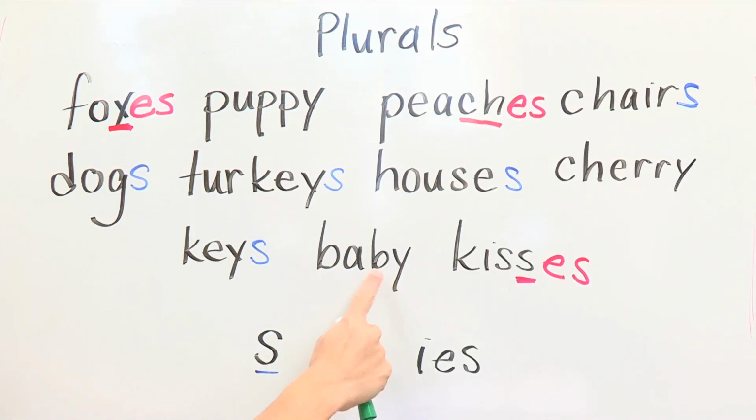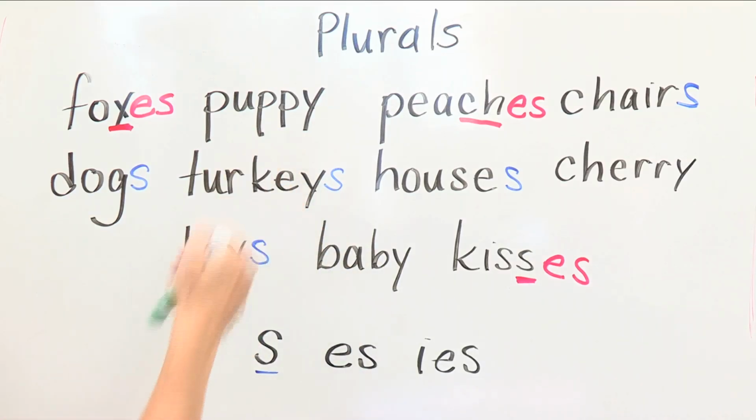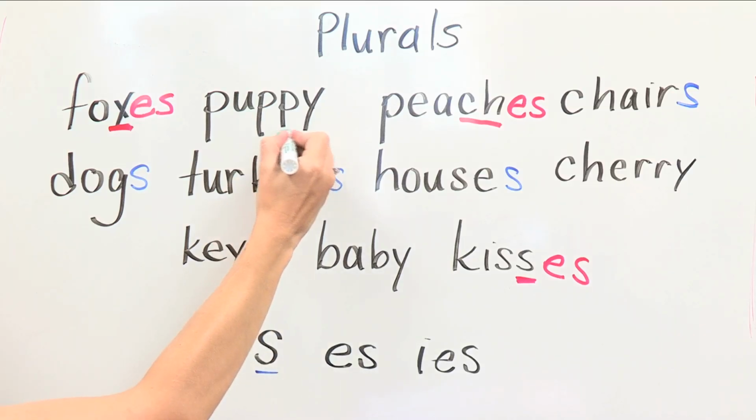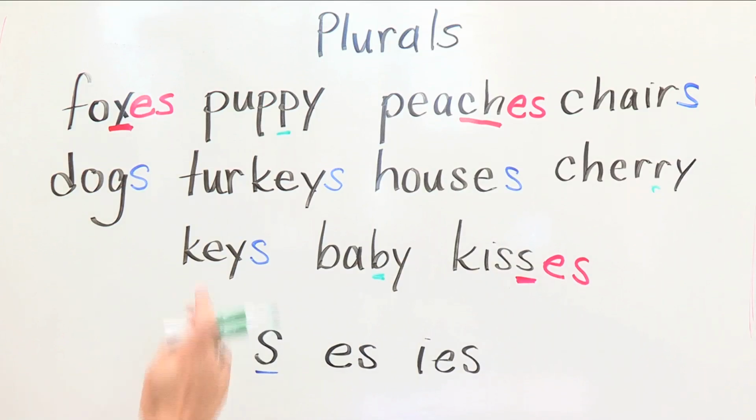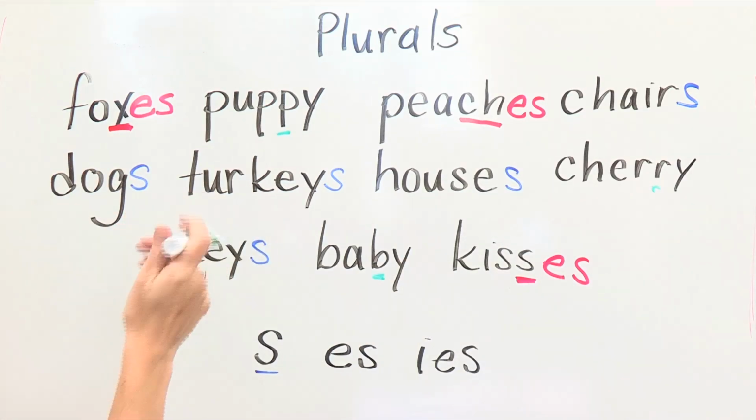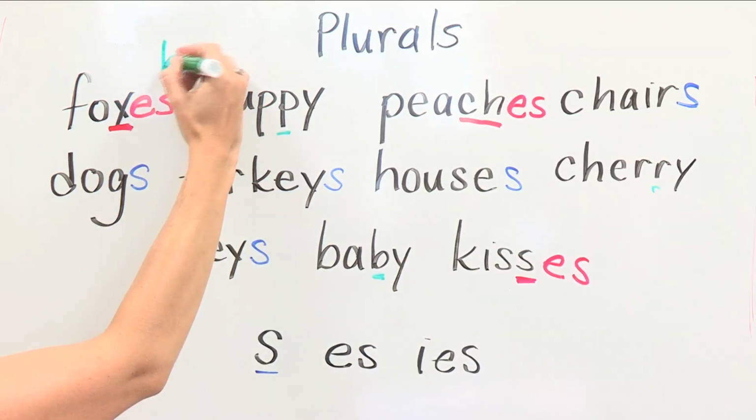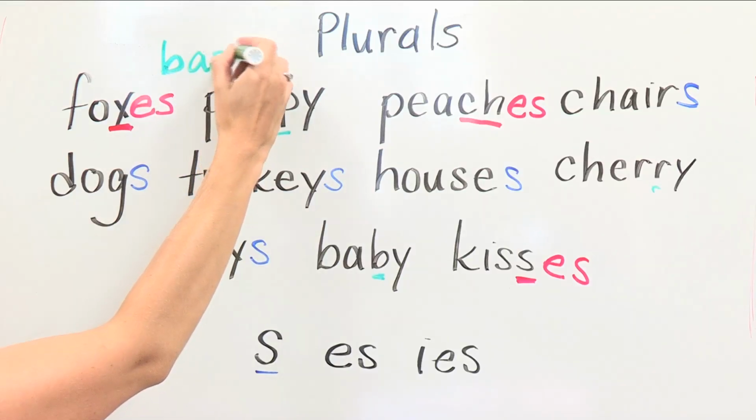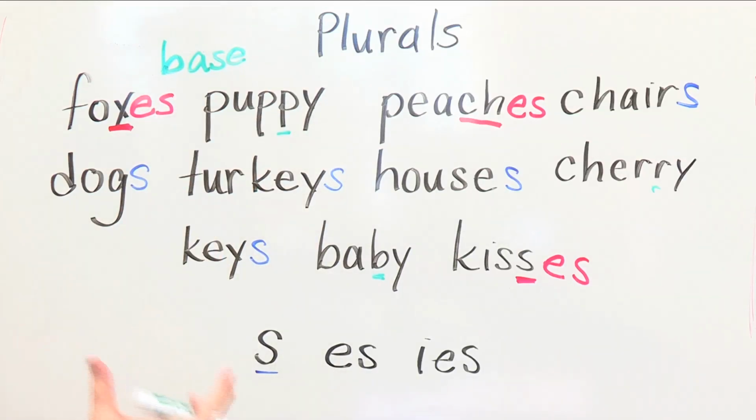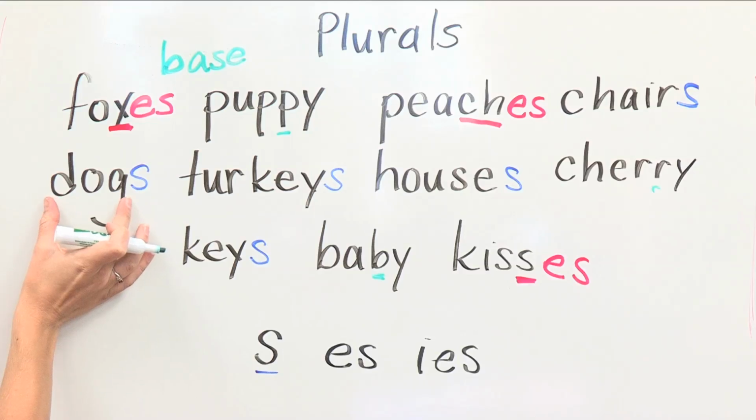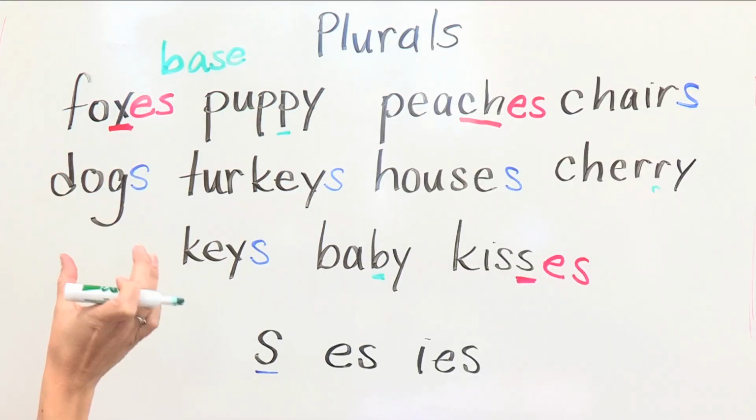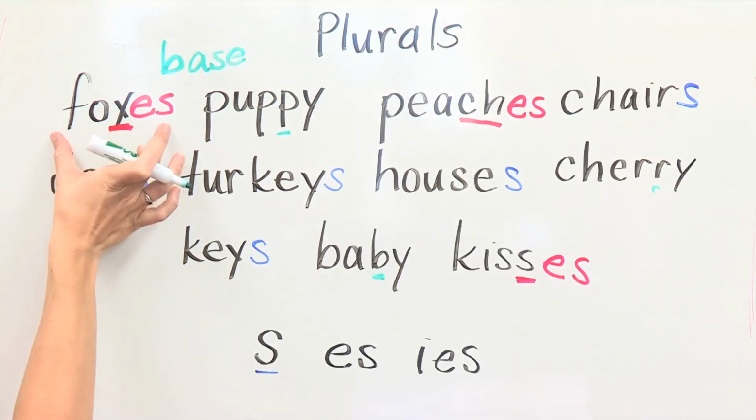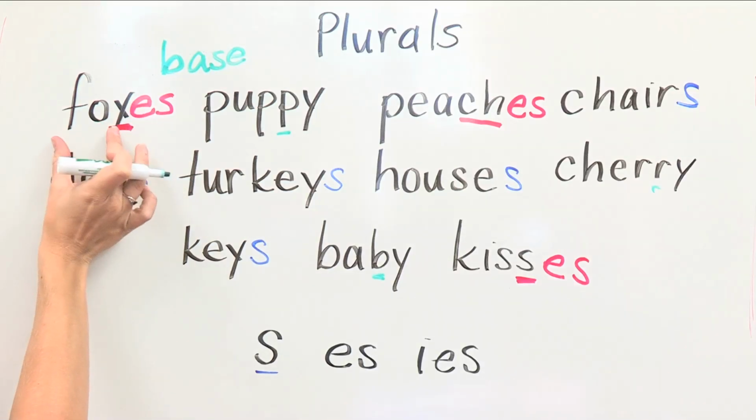If you look at the Y, what is right before the Y in all three of those words? If you notice, it is a consonant. And that is your rule right there. So to make puppy plural, we start with what we call the base word. The base word is the original word. So the word dog is the base word of the word dogs. Dog is the original word. Fox is the base word of foxes, because fox is the original word.